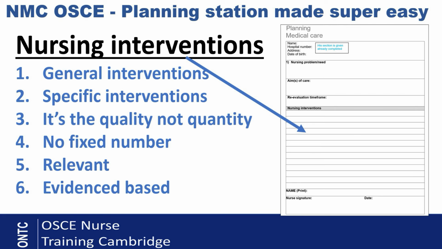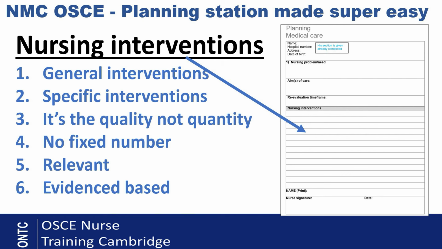So some interventions are quite general for all patients, like taking consent, monitoring of vitals, documenting all care, administration of medication as prescribed. So those are your general things you will write in every care plan. But then there are some particular things you should write particular to their nursing problem.